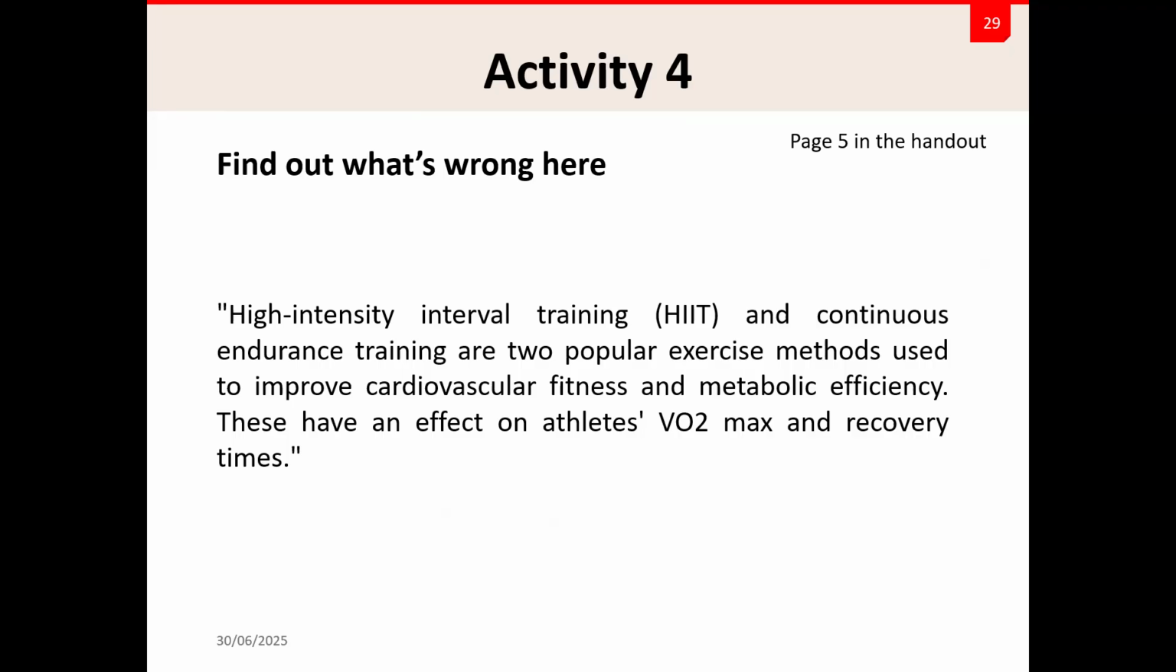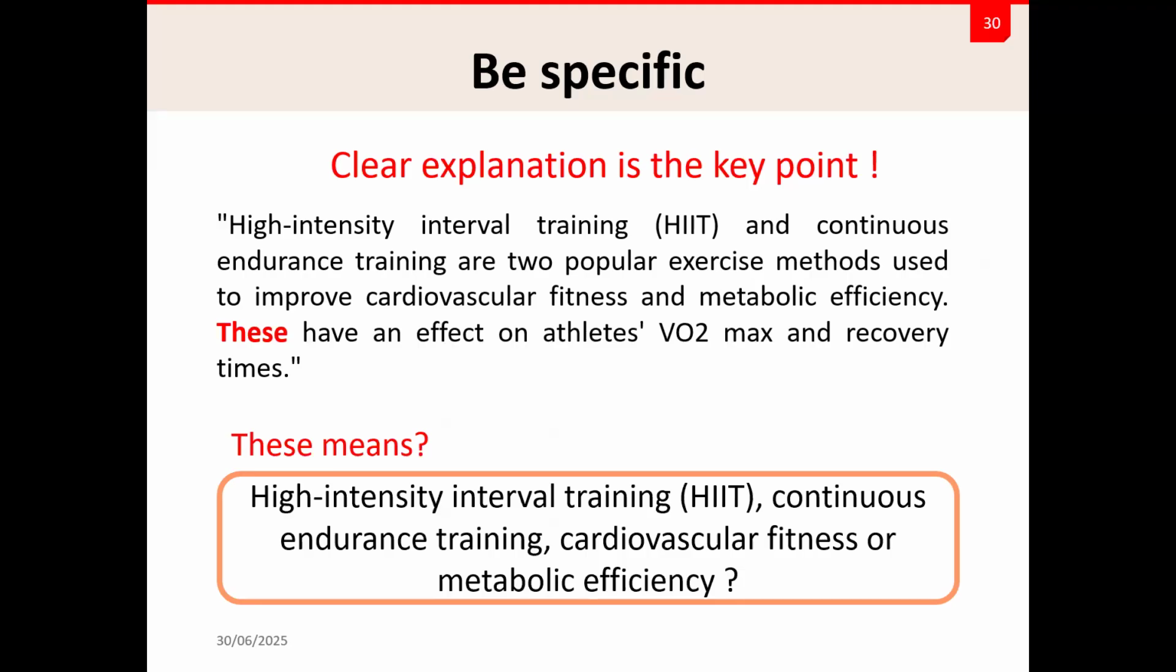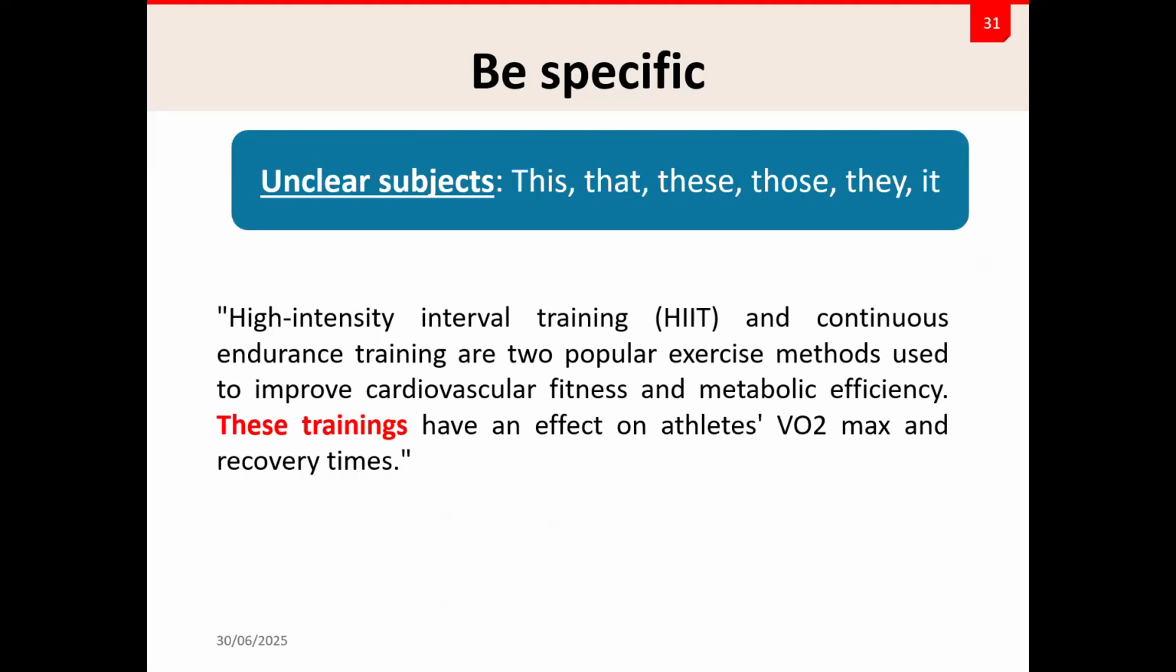It is, right? When you write sentences in the abstract, clear explanation is the key point. Here, it says this. What does this mean? Is it high interval training or continuous endurance training, or cardiovascular fitness or metabolic efficiency? It is not clear, right? So these type of words, that, this, those, these, they, it. So these are unclear subjects.